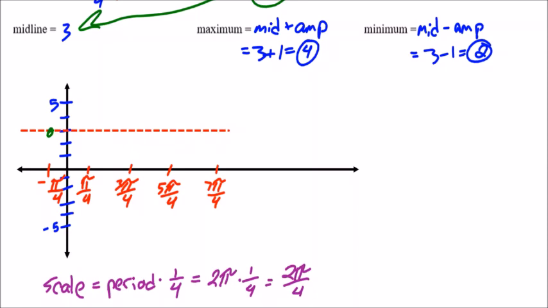And our function is going to start at that midline. So at -pi/4, have our first point. Then at pi/4, we're going to go up to our maximum, 4. Go back down to the midline. We're going to go down to our minimum, which is 2. And then back here. And if I were to connect this, there's our graph.